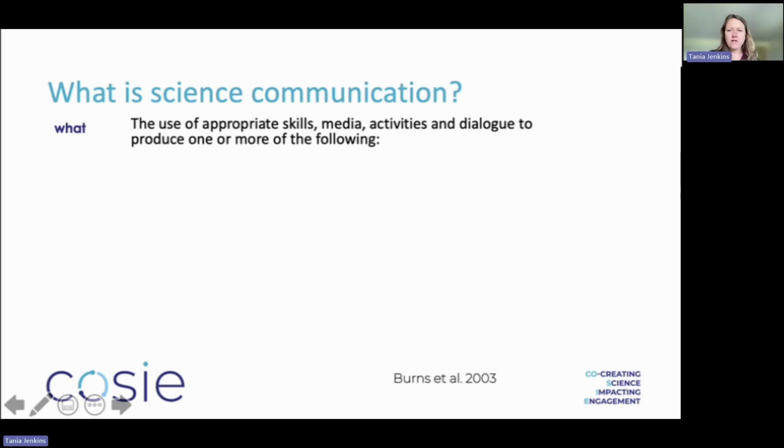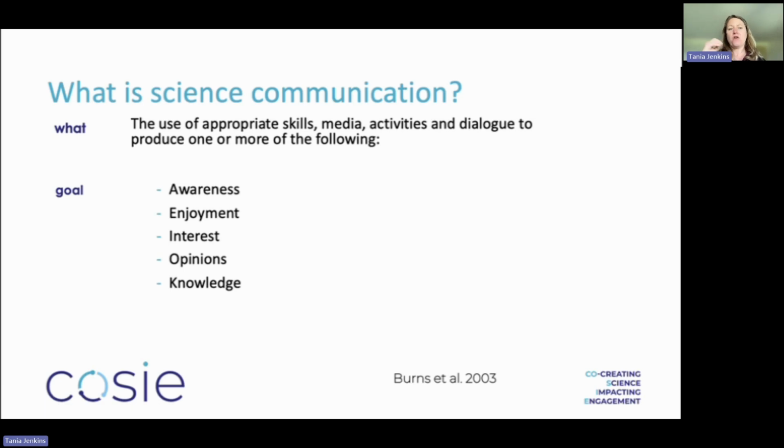Now, there are lots of definitions of science communication, but the one I like the most is that by Burns et al. 2003, where he defines it as the use of appropriate skills, media, activities, and dialogue to produce one or more of the following. So here we see that science communication actually should and does have a goal. Now, this goal could be awareness. Oh, now I know something, or I think I know something about this.